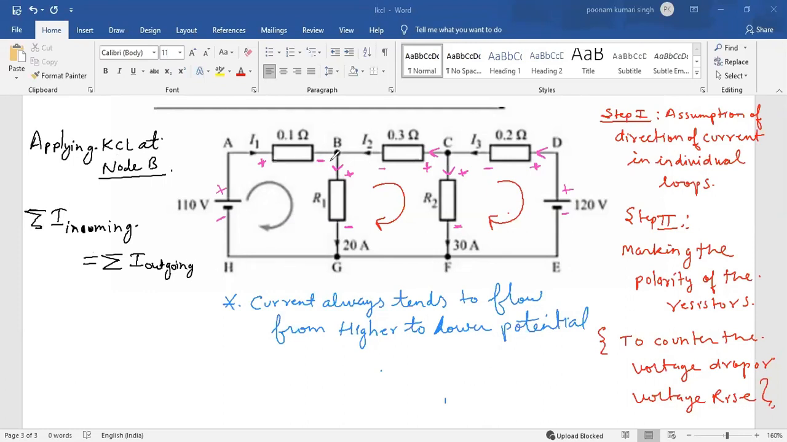So at B, can you tell me what is the incoming current, students? Can you tell me at node B, what are the incoming currents? I'll ask, please don't all of you say this. Dhanush, are you there?